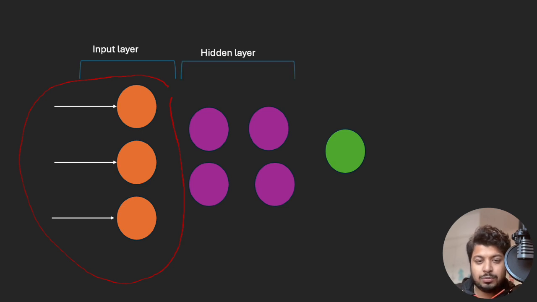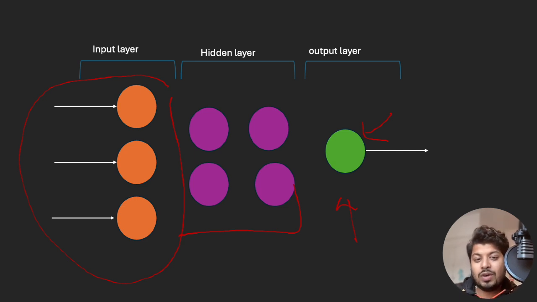Now after this input layer, we will usually have a hidden layer. These neurons are called a hidden layer because it's sandwiched between the output layer and the input layer. And this single neuron here is called our output layer. Now why I have taken only one neuron in an output layer and only three neurons in an input layer will depend on the type of data you are dealing with.